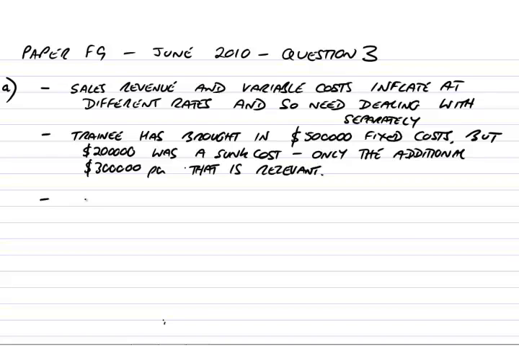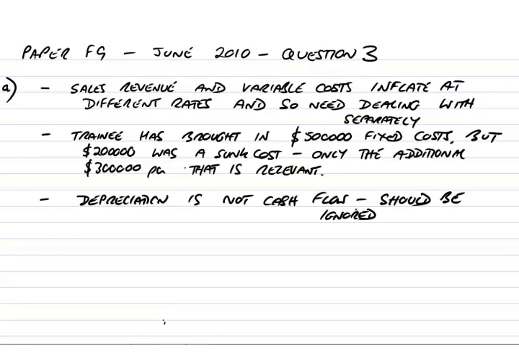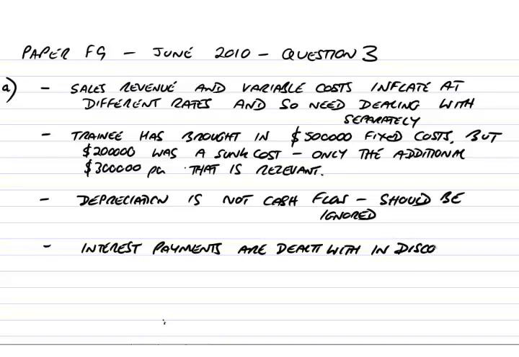Part A, depreciation is not a cash flow. It should be ignored. And separately, interest payments are dealt with in the discounting and so again should be ignored.